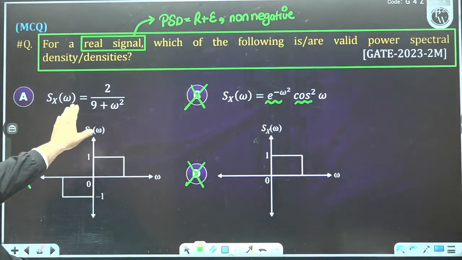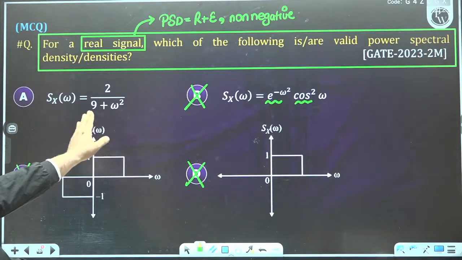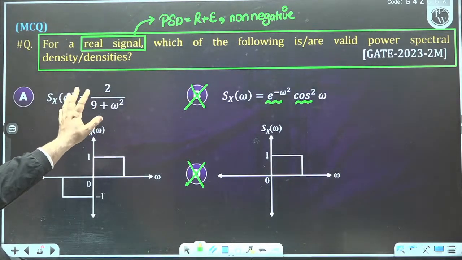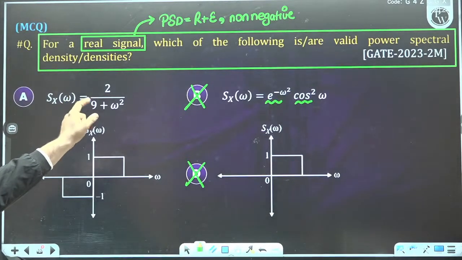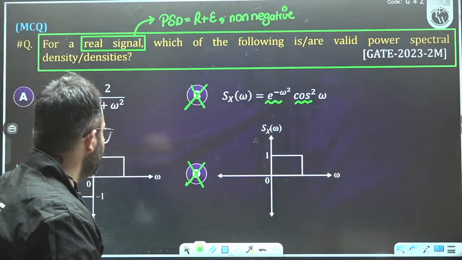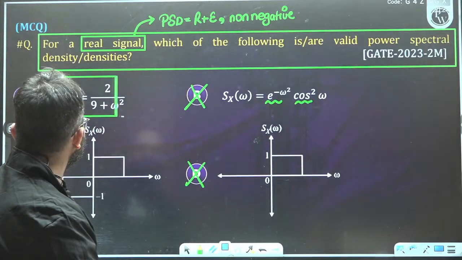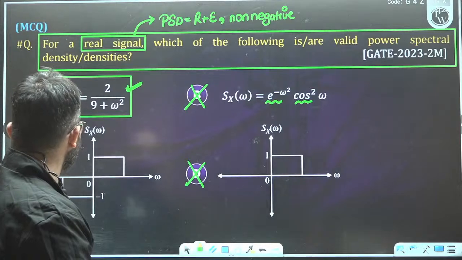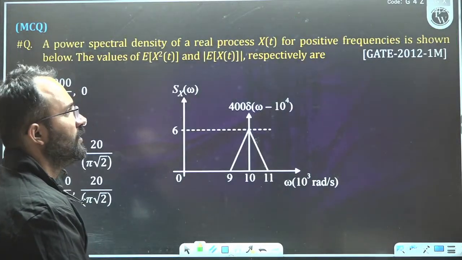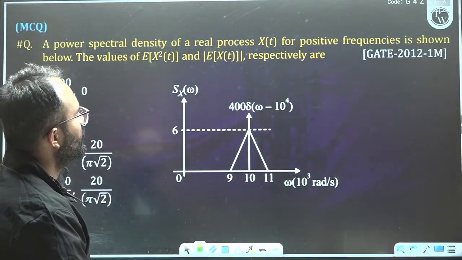Only this option is right. 2 upon 9 plus omega square. This will be positive always, or it can go to 0, but it will never go negative. And this is an even function of omega. Okay, let's move on to the next question.